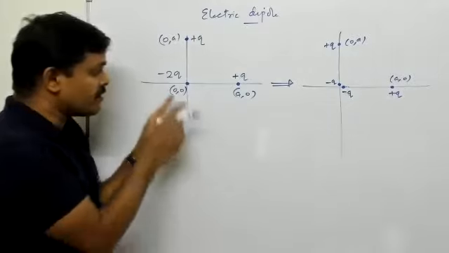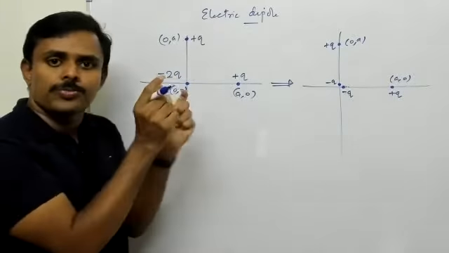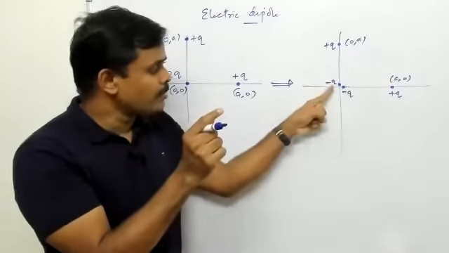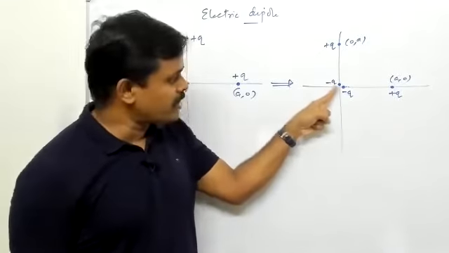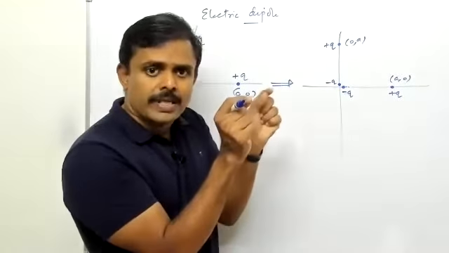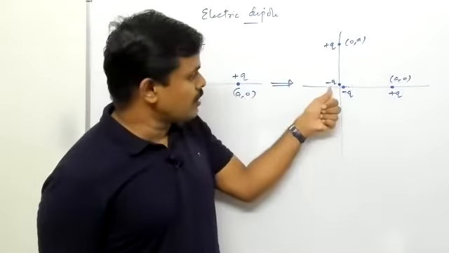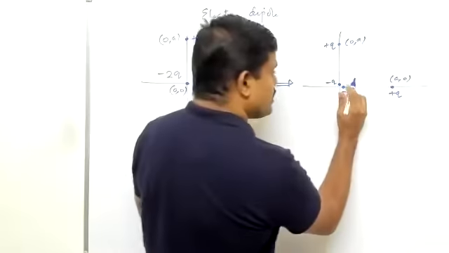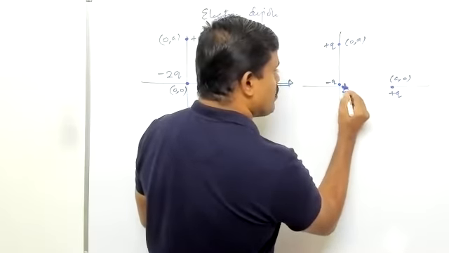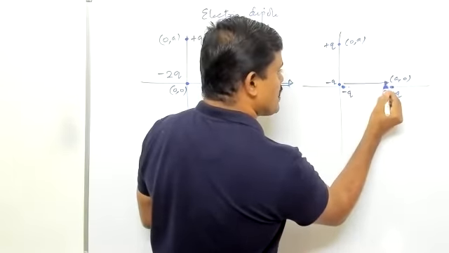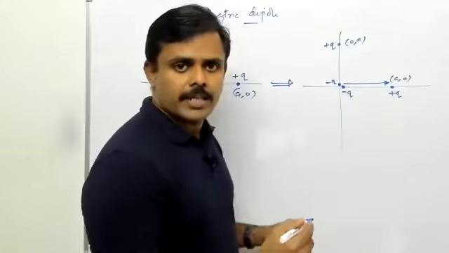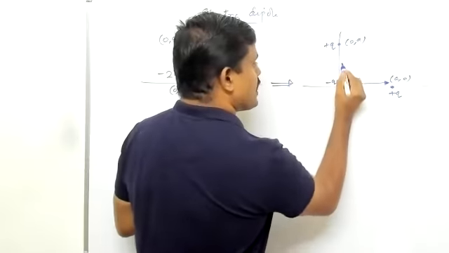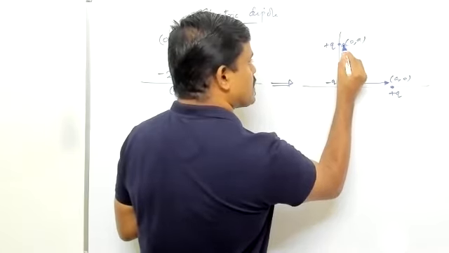What have I done here? I have just split this minus 2Q into 2 pieces, minus Q, minus Q. Both are still at the origin. In order to differentiate them, I have just drawn them slightly apart. You know, I got 2 dipoles now. I am drawing the dipoles from negative to positive. This is my first dipole. Negative to positive. I have the second dipole.